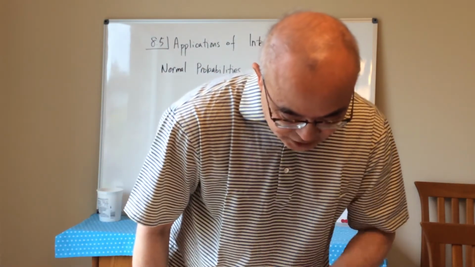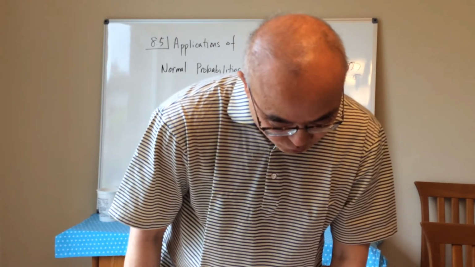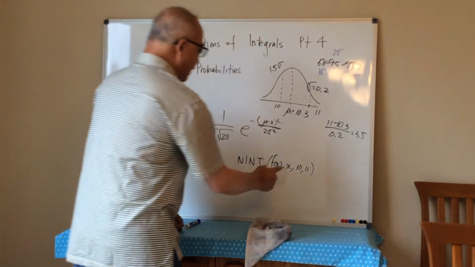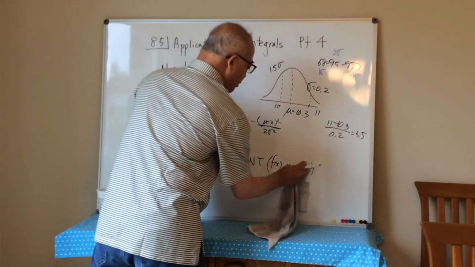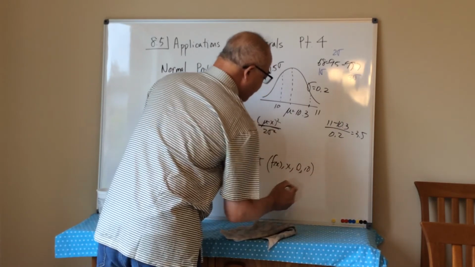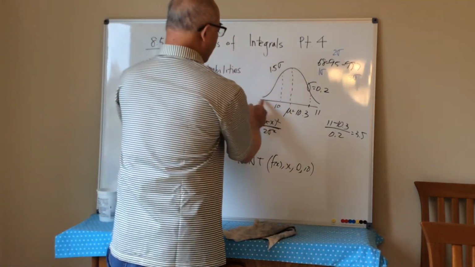B, what percentage could we expect to weigh less than 10 ounces? Less than 10 ounces. So instead of going from 10 to 11, we would go from 0 to 10, right? Because it's 0 all the way up to 10, right?